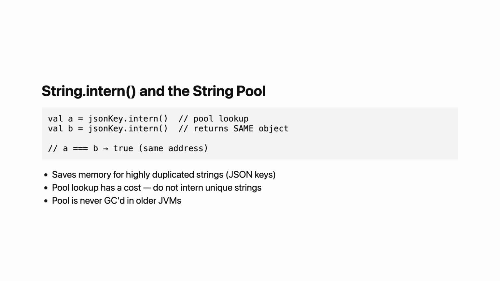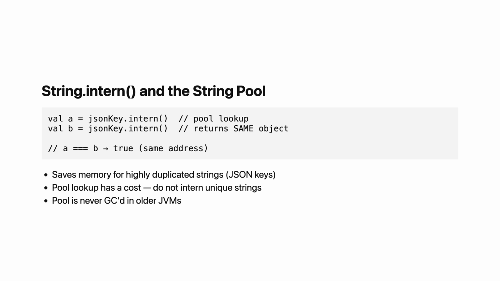We mentioned the string pool before, the JVM's optimization that reuses identical string literals, but there is also string.intern, which lets you manually add strings to the pool. When you call someString.intern, the JVM checks if an equal string already exists in the pool. If yes, it returns the pooled reference. If no, it adds this string to the pool and returns it. This can save significant memory when you have many duplicate strings.